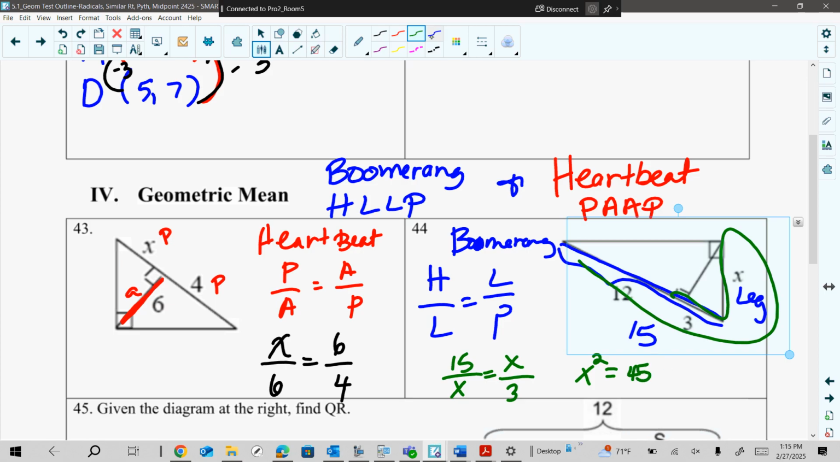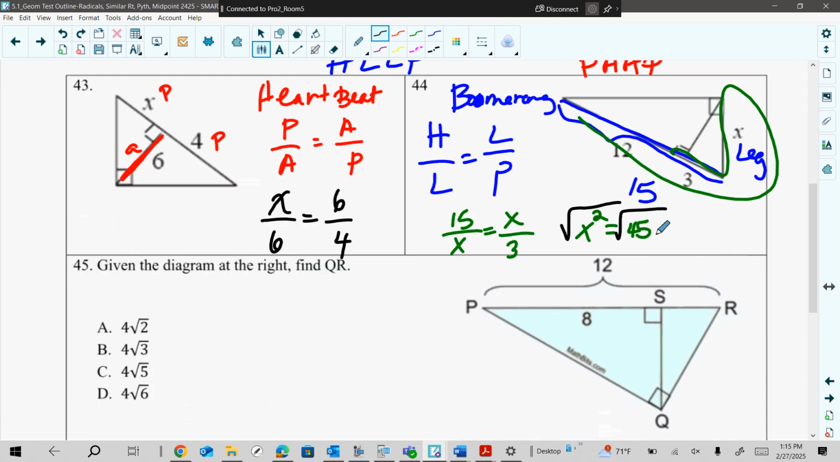And then when I take the square root, that can be simplified. What perfect square goes into 45? Yep, 5 times 9. 9 is the perfect square. So you should end up with 3 root 5.